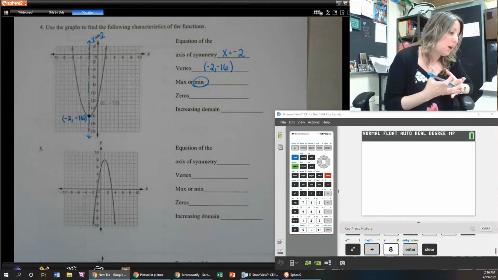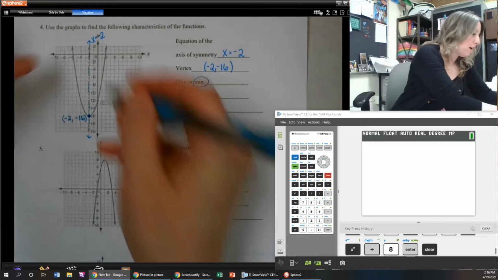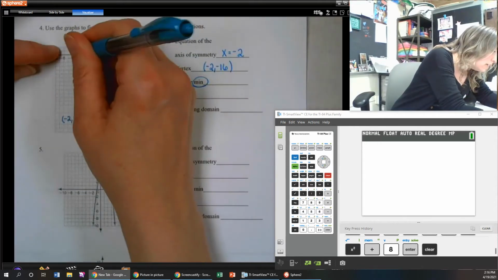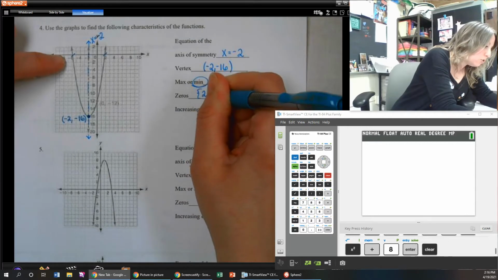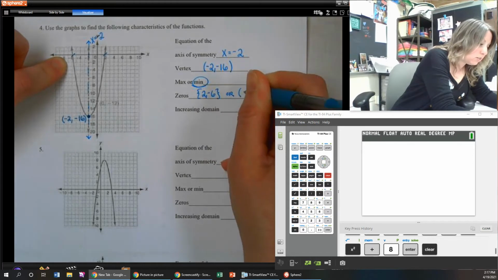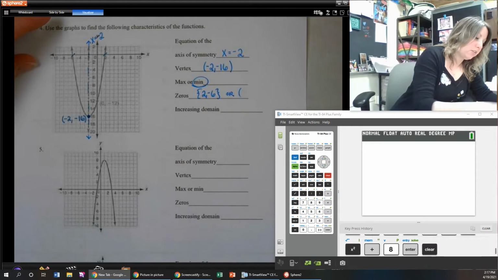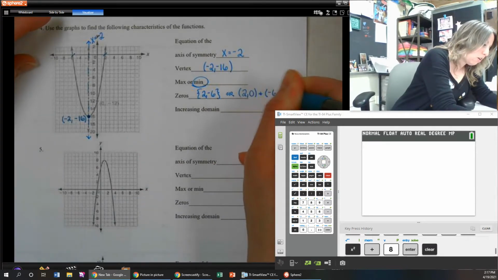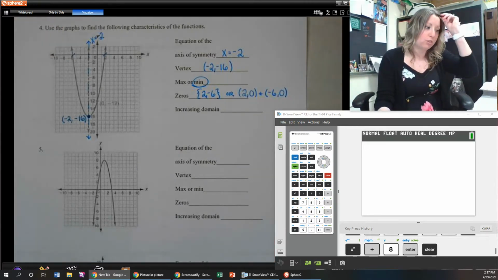It is the bottom. And the zeros are where the parabola touches or crosses the x-axis. So in our case right here, the zeros are at 2 and -6. Now for this, you can write it as 2 and -6, or you can write it as 2, 0 and -6, 0. I was thinking of zeros and I put it in the wrong spot. Because these are points on the x-axis, so they have a y value of 0.